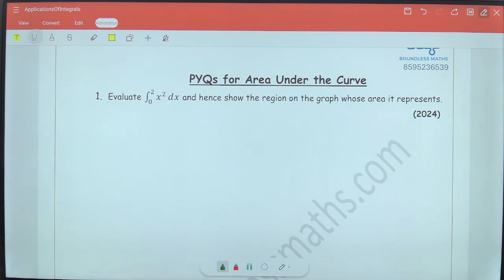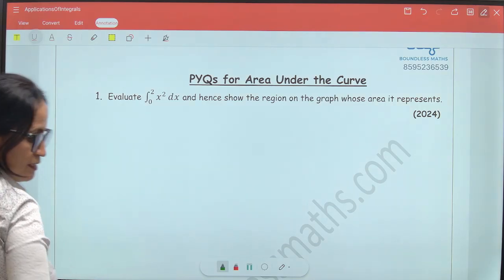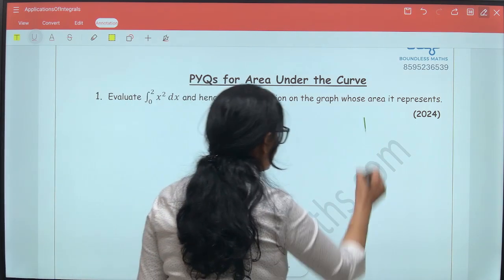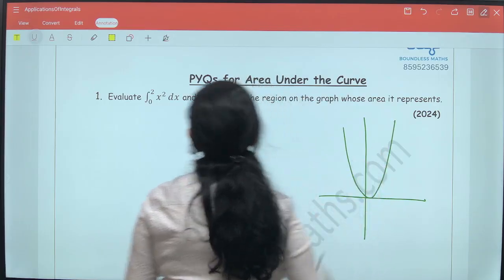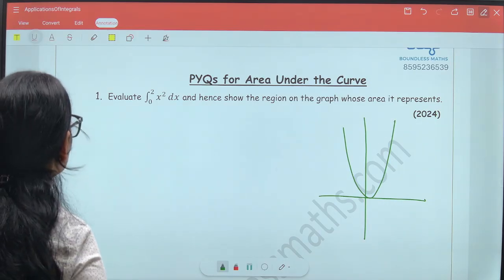The first question is: evaluate integral of x square dx and hence show the region on the graph whose area it represents. So let's first understand the question. It says evaluate. Evaluate means you need to find that area. So how to find the area of x square dx? What is x square? X square means it is the equation of a parabola opening upwards. So how to find the area bounded by this and show the region on the graph it represents?